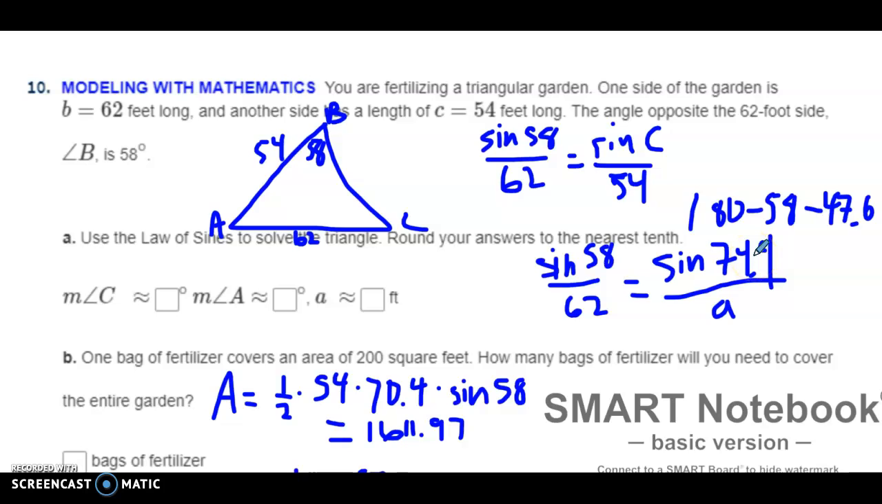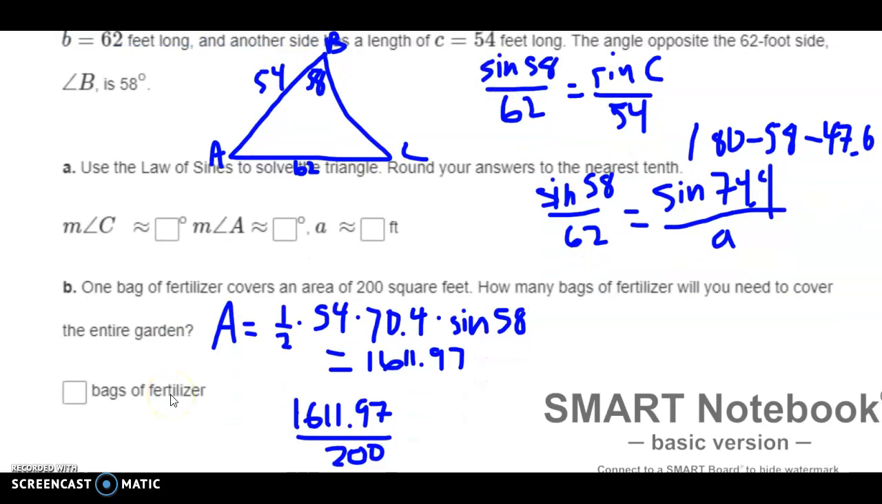Now I'm going to use that information to find side A. Sine of 58 over 62 is equal to sine of 74 over A. So now I know that side A is equal to 70.4 feet. One bag of fertilizer covers an area of 200 square feet. How many bags of fertilizer will you need to cover the entire garden?